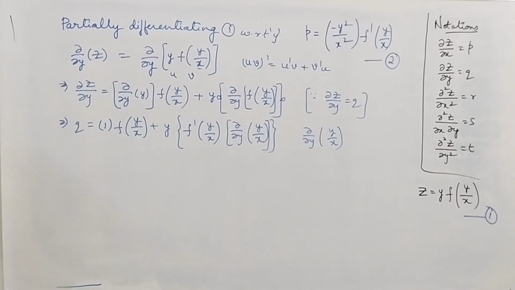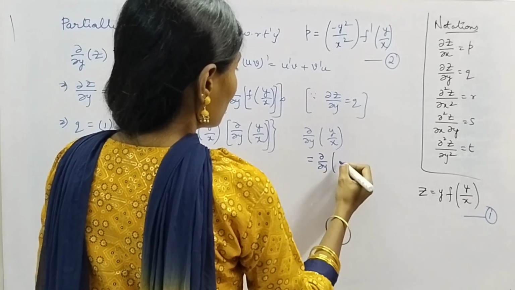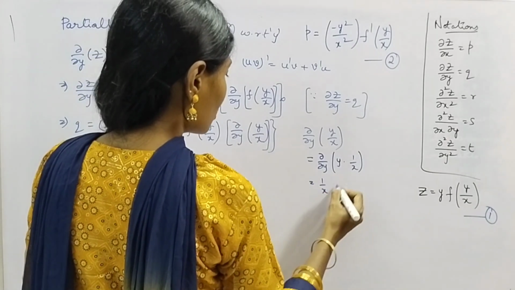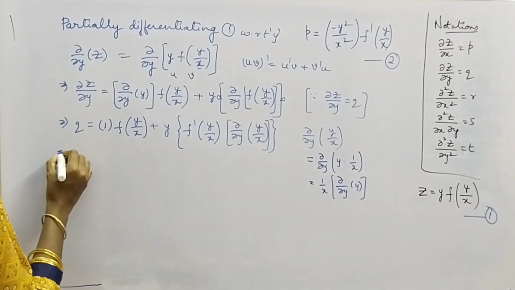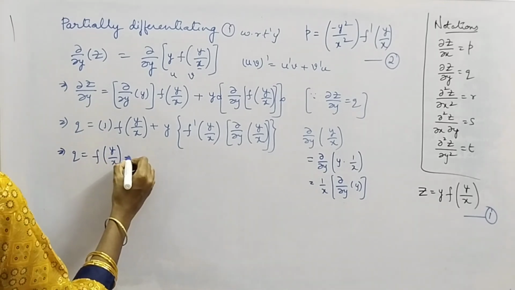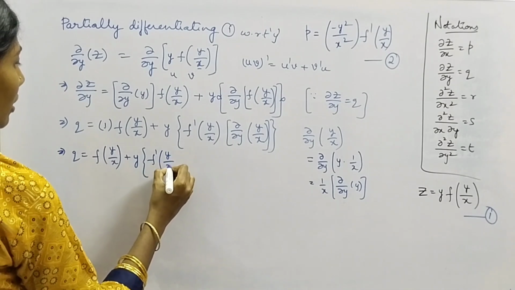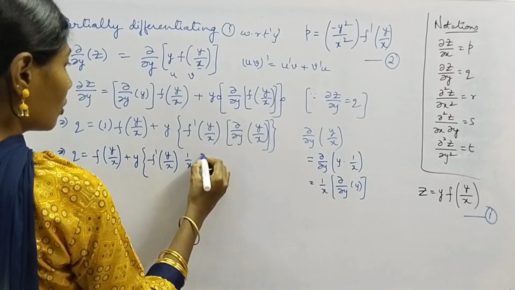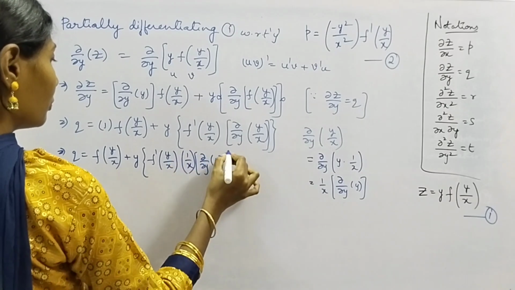Since we are partially differentiating with respect to y, so we'll treat x as constant. We can write dou by dou y of y by x as, we can split this fraction as y into 1 by x, right? Here 1 by x is constant. Now we'll write this as 1 by x into dou by dou y of y. Okay. Fine. This gives us q equal to 1 into f of y by x plus y into f dash of y by x into, we can write this as 1 by x into dou by dou y of y, right?